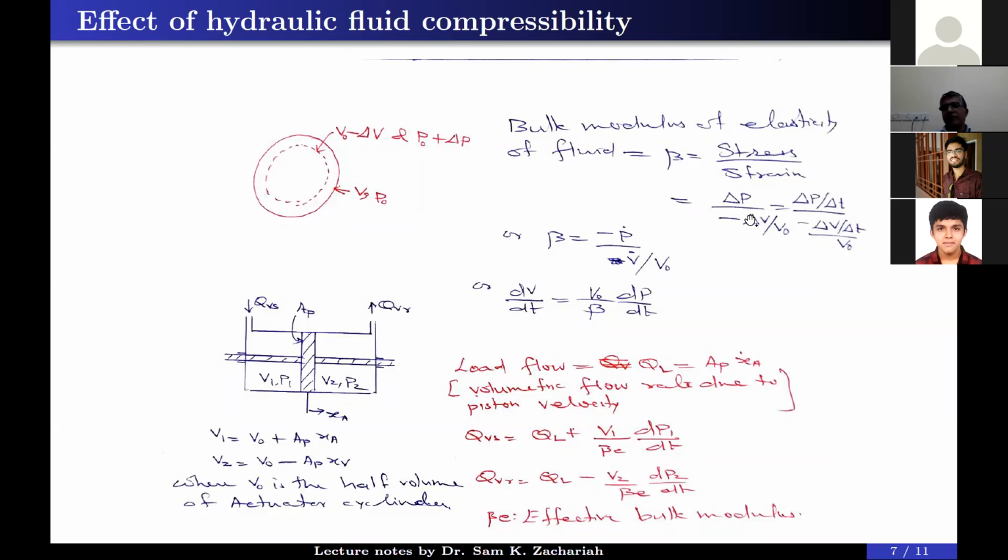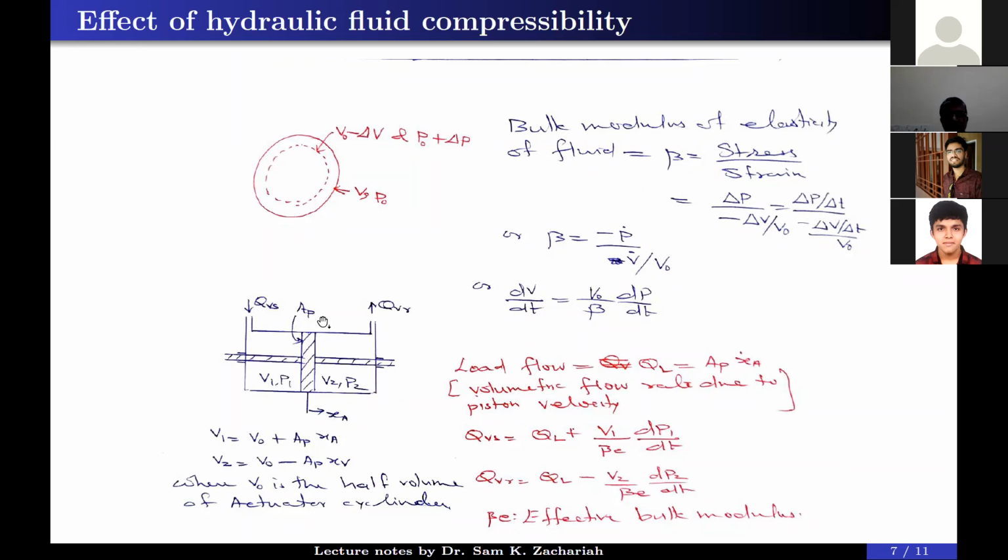Then we divide both the sides by delta T. Suppose this happens during a time interval delta T. We can divide both numerator and denominator. Finally, we will get this equation: beta is equal to minus P dot divided by V dot by V naught. Or you can take this V dot to the other side, called rate of change of volume dV by dt, which is equal to V naught by beta into dP by dt. This is the equation used to model the compressibility of the fluid along with the other dynamics equations.